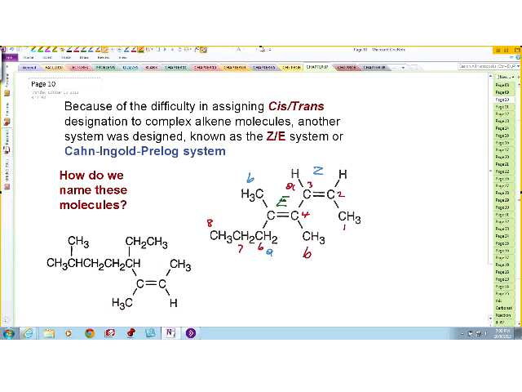So now let us name this molecule. Now we have to name this molecule. Let us identify the substituents. This methyl is in position number 4. It's a substituent. Another methyl in position number 5. Substituent. Is there any other substituent? No? Okay, very good. So now let us name this molecule.